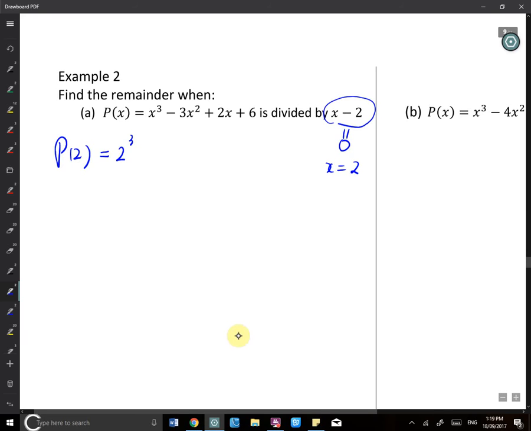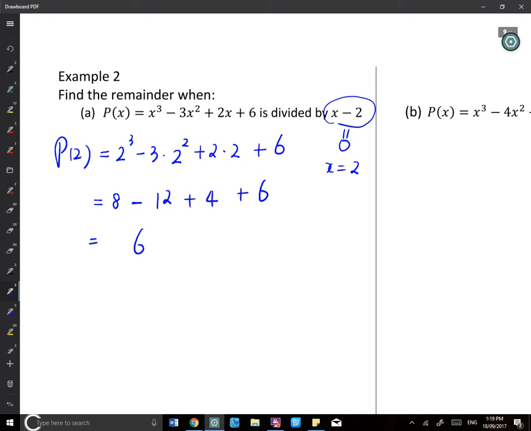That is 2 to the power of 3, minus 3 times 2 to the power of 2, plus 2 times 2, plus 6. That's 8, minus 12, plus 4, plus 6. 8 minus 12 is minus 4. Minus 4 plus 4 is 0, and then plus 6, that's 6. It's quite easy, right? It's better than long division to find the remainder.